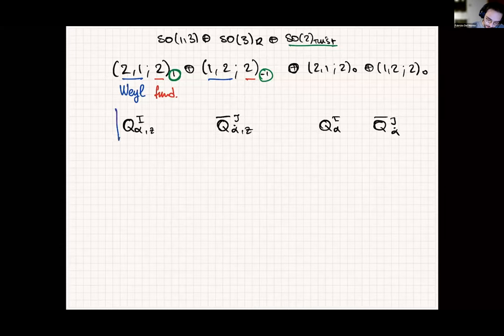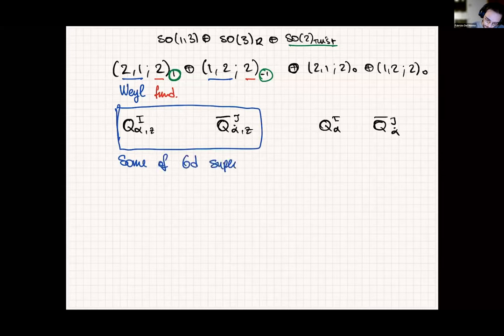But an important consequence of this construction is that some of the 6D supercharges, so some of the 6D generators, are not scalars on the Riemann surface. And this will be important in the rest of the construction. So please stop me at any time if you have some questions. Otherwise, I'll just go on.